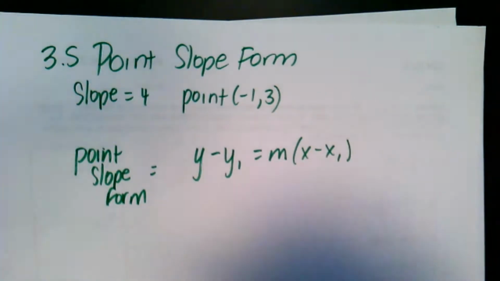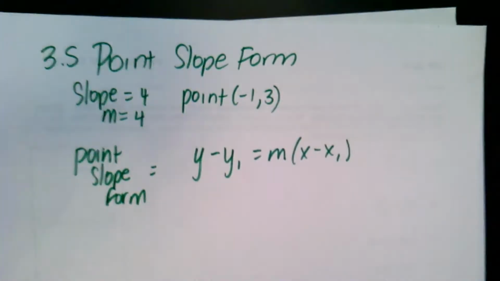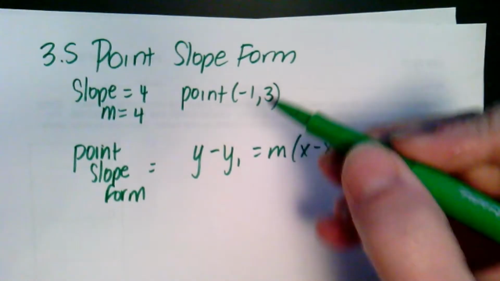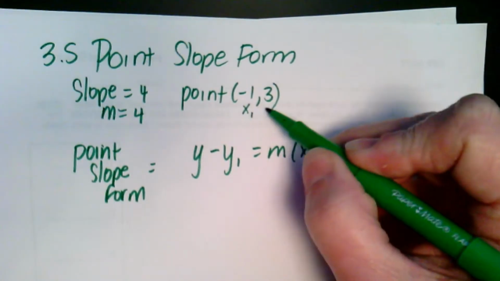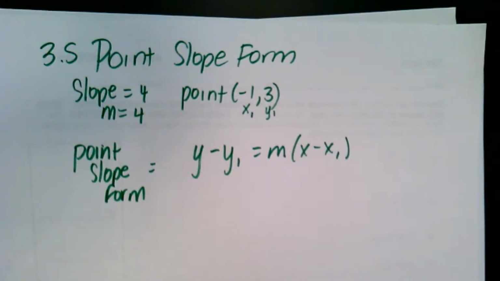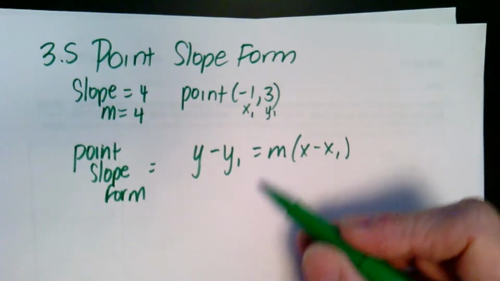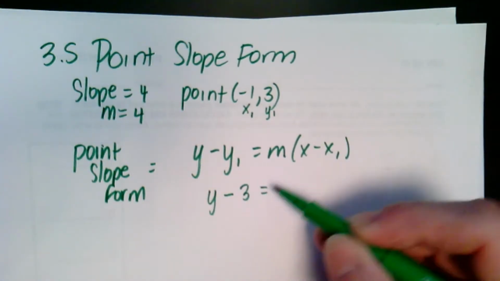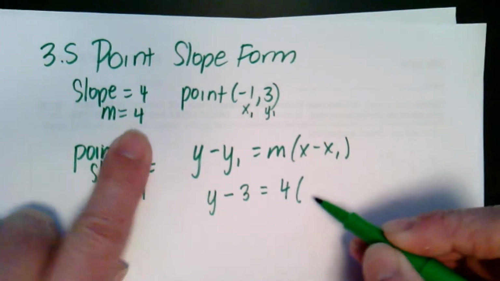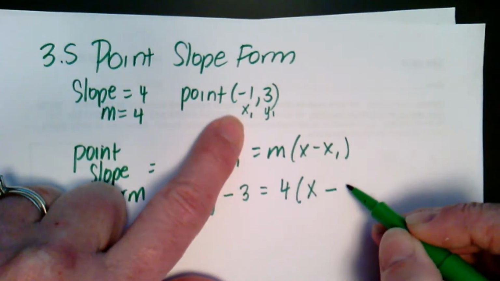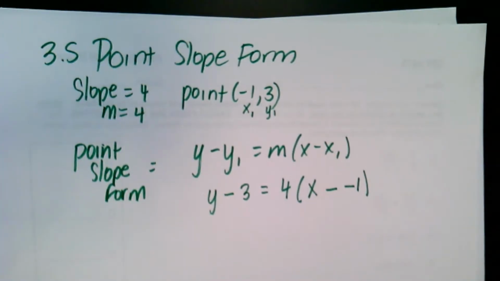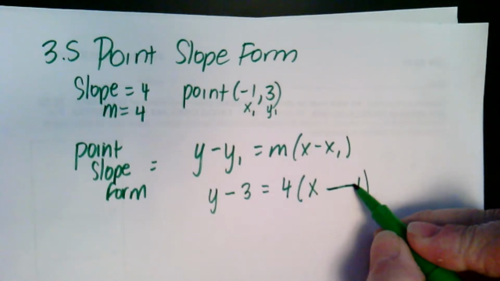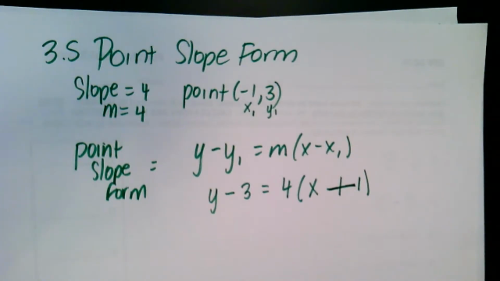So they said our slope, which remember they also use m, is 4, and it goes through the point (-1, 3). So this is our x1 and this is our y1. So we're just going to plug it into this equation. We keep the y and we plug in our y coordinate. Our m they gave us is 4. Keep our x and then our x coordinate. Alright, so that's our point slope form. We can make this a little more simplified, since minus a negative is the same thing as a plus.